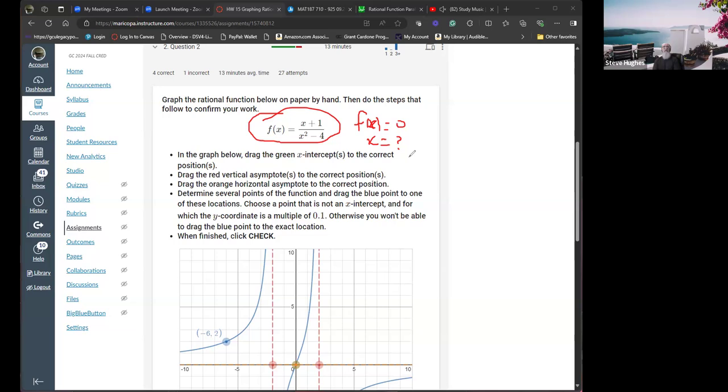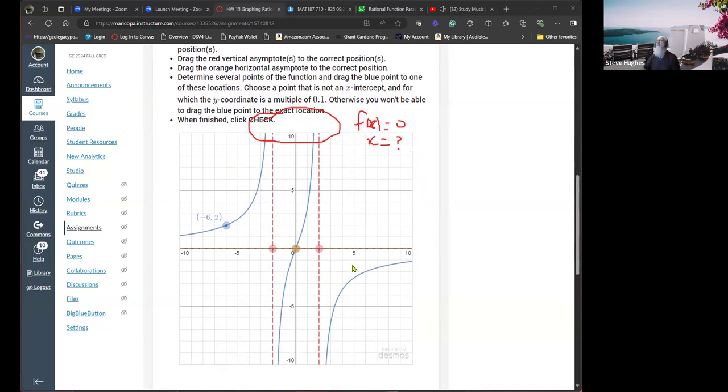You say, I don't know. I don't have a clue. Okay, that's okay. Take the numerator, x plus 1, set it equal to 0. What do you get? Well, if x plus 1 is set equal to 0, you get x equals -1, which tells me that the x-intercept has to be right there.